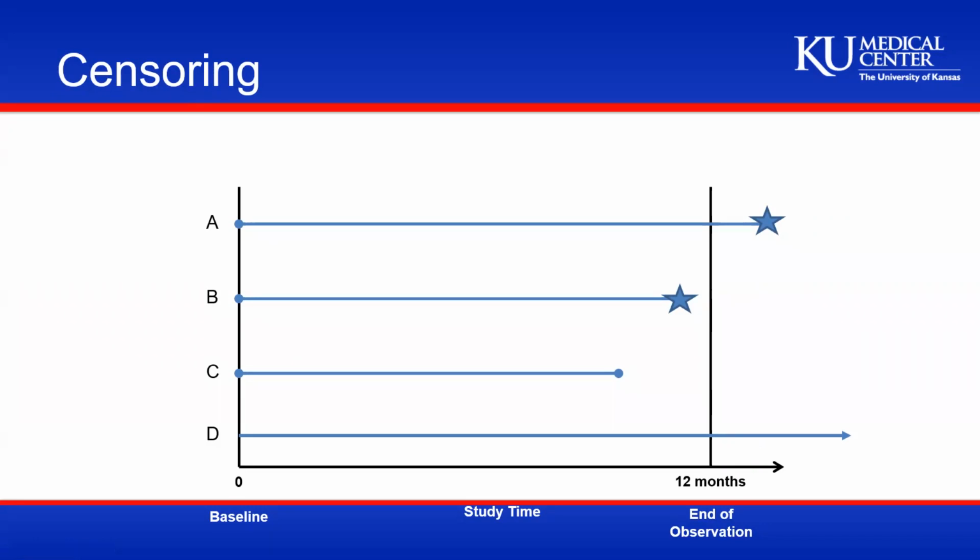You have the time and whether or not they had the event. If they had the event, then you mark that. If they didn't have the event, or were not able to observe it, then they're marked as censored.